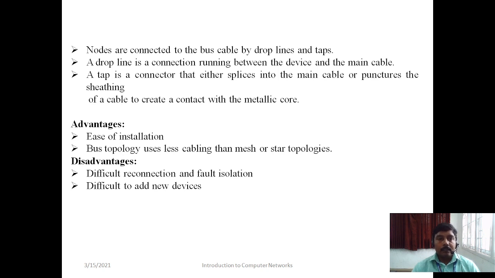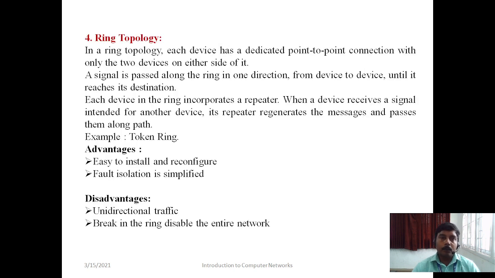There are advantages: ease of installation. Bus topology uses less cabling than mesh or star topologies. There are disadvantages: difficult reconnection and fault isolation. It is difficult to add new devices in the bus topology. And the last one, ring topology. In a ring topology, each device has a dedicated point-to-point connection with only the 2 devices on either side of it.